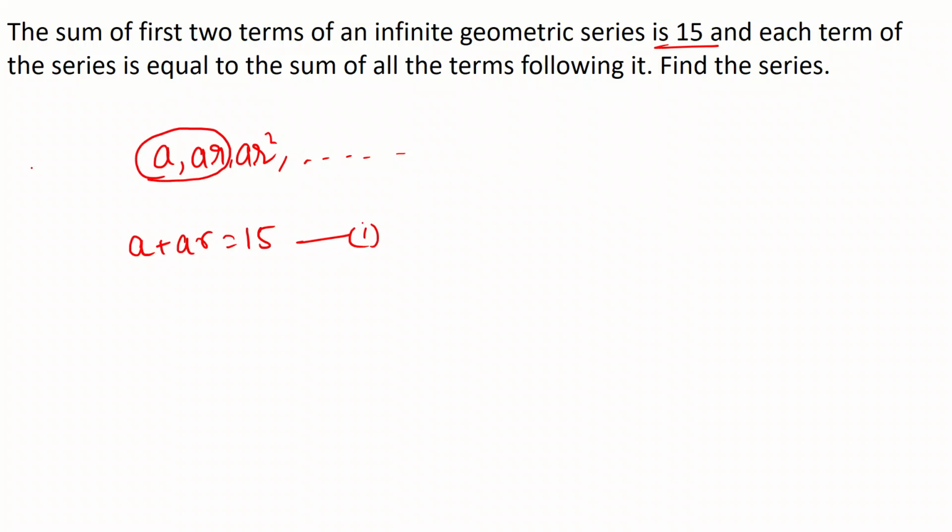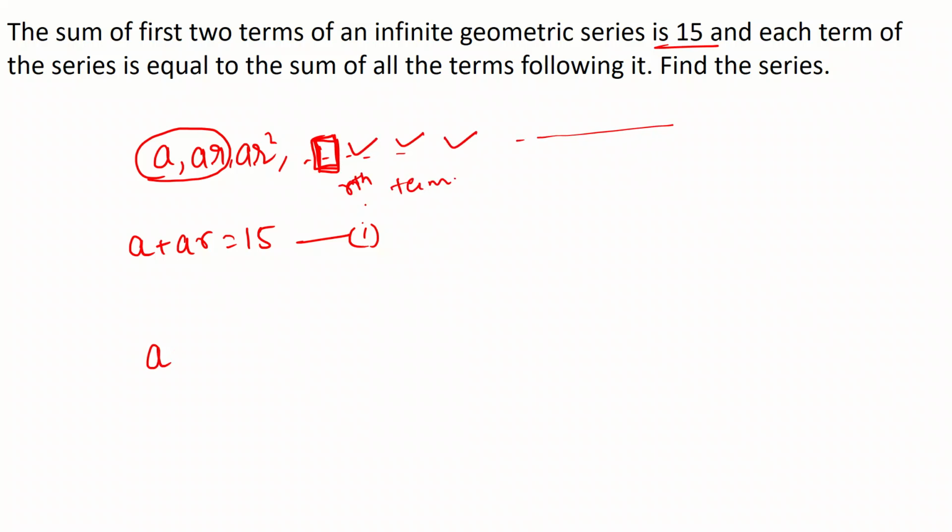And each term of the series is equal to the sum of all the terms following it. Okay, so they're saying that if you take any particular term, suppose you take some term over here, then the value of this term is equal to the sum of all the terms following it. That means the value of this term is equal to the next term plus the next term plus the next term all the way up to infinity. So in general, if you take, suppose, the rth term, then the rth term is what?